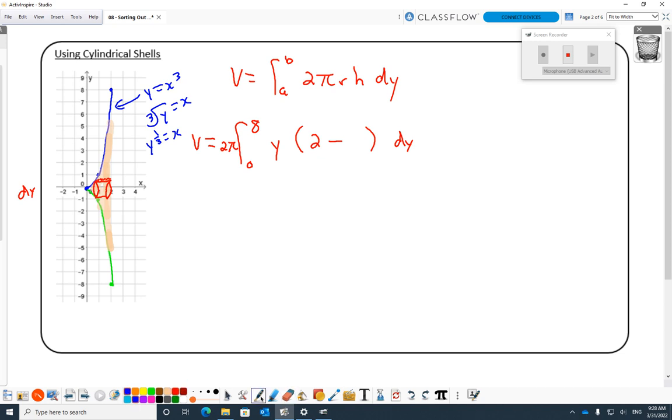Y to the 1/3. And here comes the most important sentence of the day, which I'm going to say several times today. Because I could solve for the y value, then the cylindrical shell method is going to work. Yeah? Because I could solve for the y value. Yeah? This will come up with washers as well.